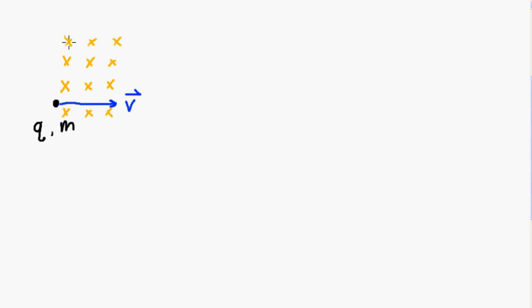Okay, so the particle is moving at right angles to the field. This is the field here, this vector B, and I'm drawing it going into the page. There's a reason why I'm drawing it going into the page, rather than coming out of the page, that will become obvious in a moment.